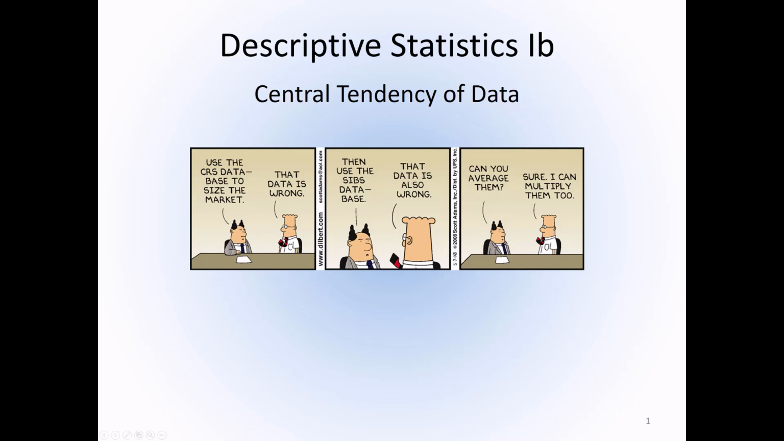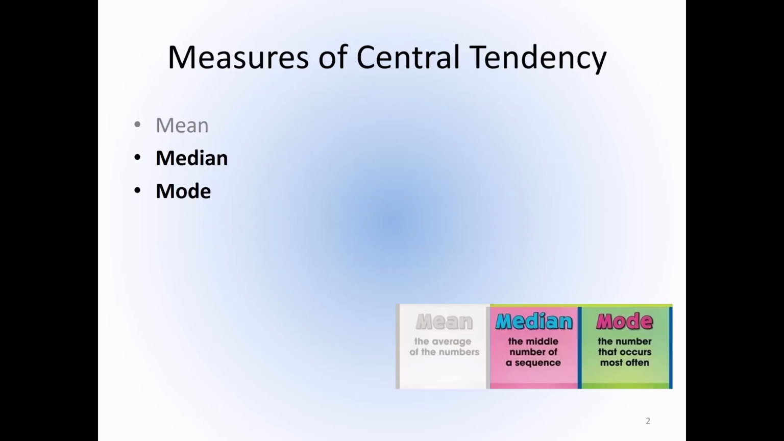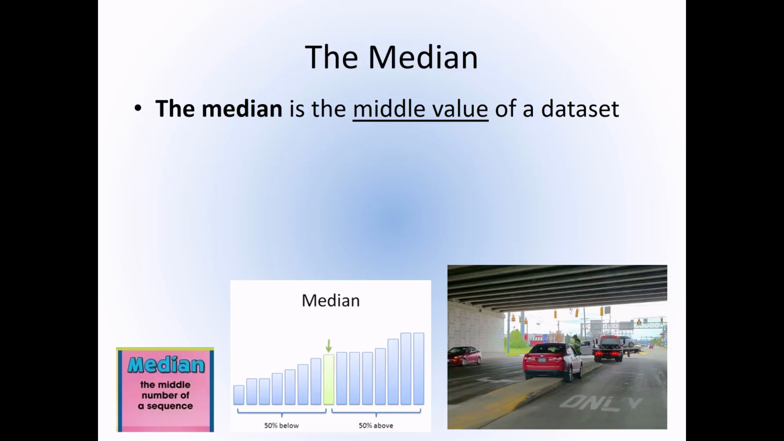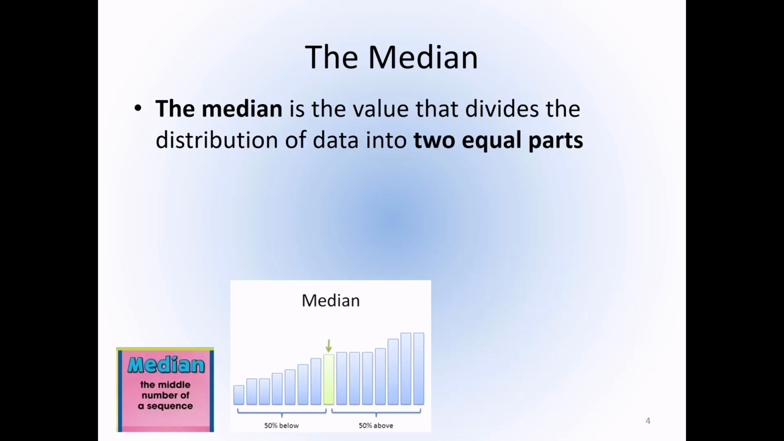This video will focus again on central tendency, but rather than focusing on the mean, as we did in the previous video, we're going to focus on the median and the mode. So the median is the middle value of the data set. If we were to take our observations, the median would be the value that divides our data set into two equal distributions, two equal parts.